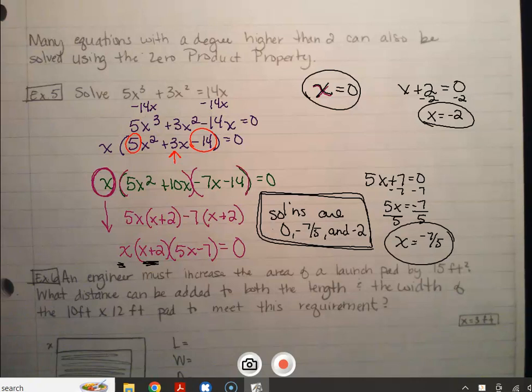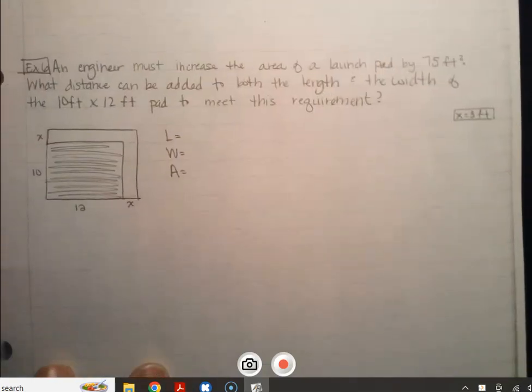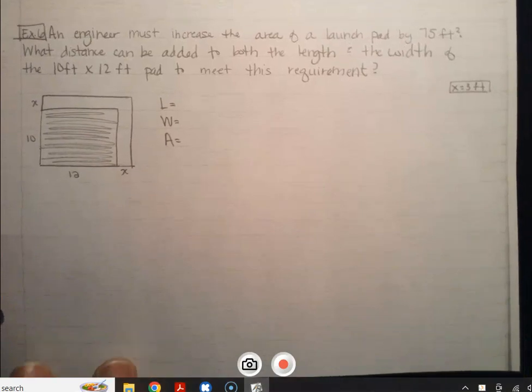All right, then let's look at example 6, that real world or real life application problem. So example 6, an engineer must increase the area of a launch pad by 75 feet. I don't know why I have a question mark there. It should be, oh, feet squared. What distance can be added to both the length and the width of the 10-foot by 12-foot pad to meet this requirement? Okay, so this part says what distance can be added to both the length and the width. So we have to add the same amount.